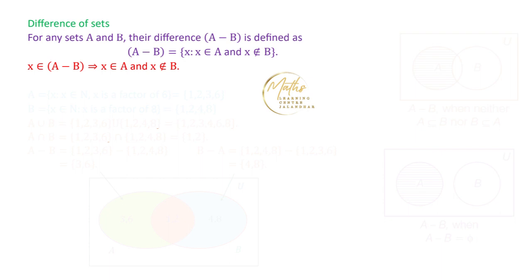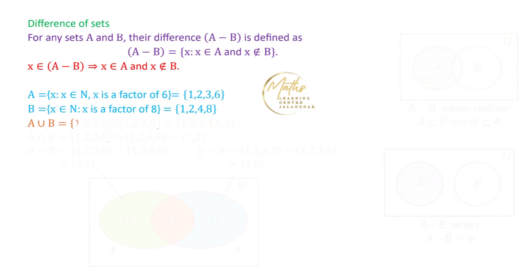Suppose we have a set A consisting of natural numbers which are factors of 6. So it has elements 1, 2, 3 and 6. Then we have the set B, consisting of natural numbers x such that x is a factor of 8. So it has elements 1, 2, 4 and 8. Now if we calculate A union B, we are talking about the set which contains the elements of A as well as the elements of B. The answer we obtain is 1, 2, 3, 4, 6 and 8.